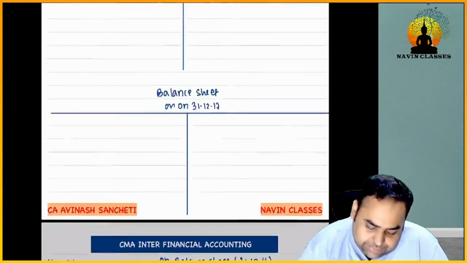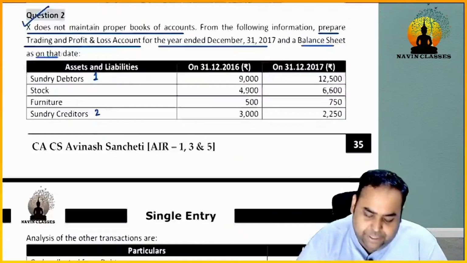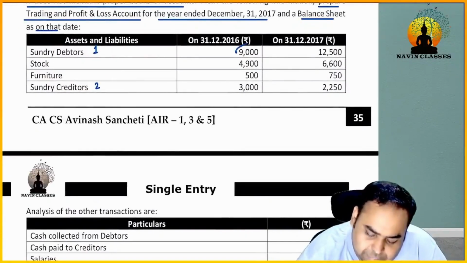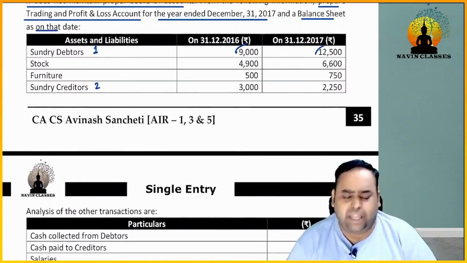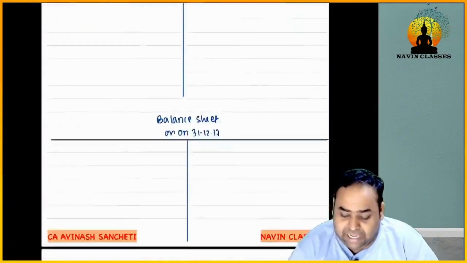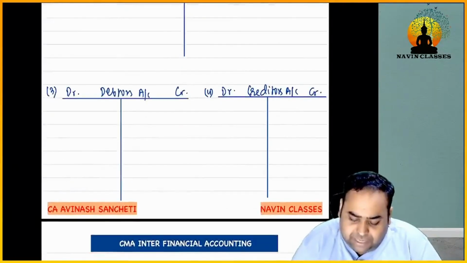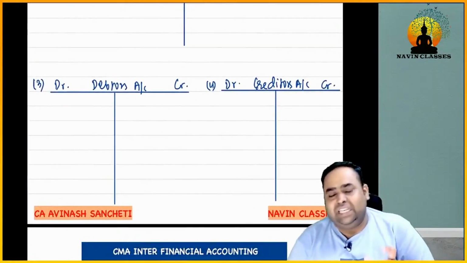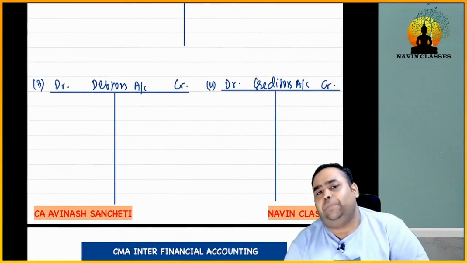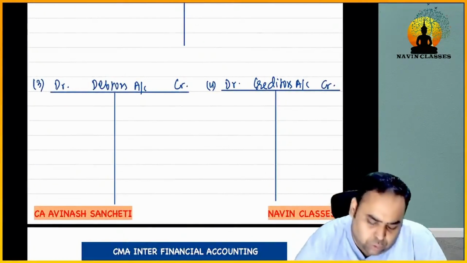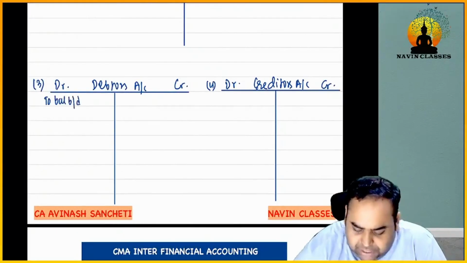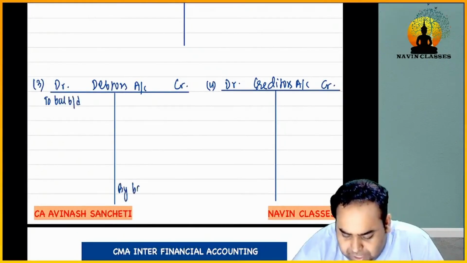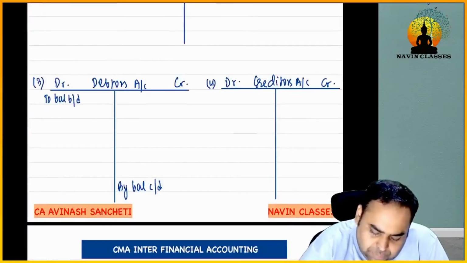Let's start. First of all, here we are given the opening and closing balances of the debtor. Did I create the debtors account? Yes, I have. Always work on the ledger account first. Go to the debtors account and put in the opening and closing balances. Opening balance of debtor, to balance BD. Closing balance, by balance CD. 9,000 and 12,500.